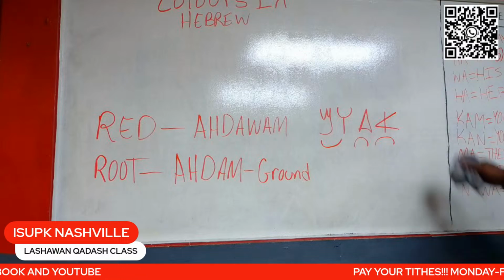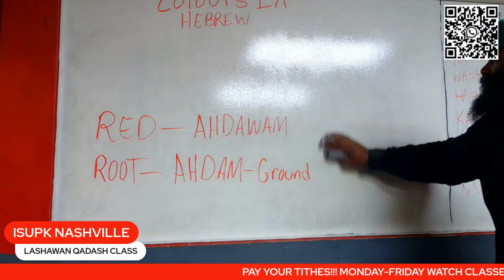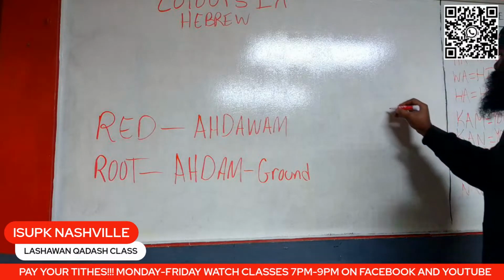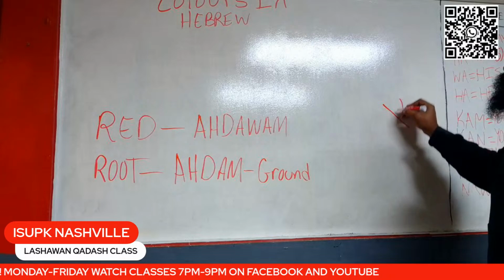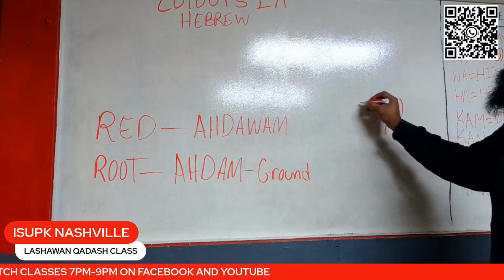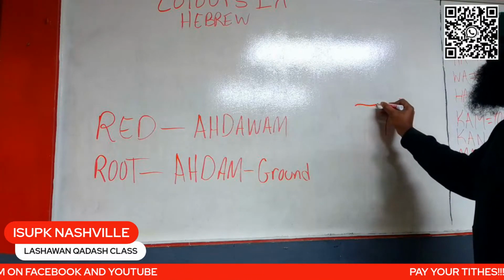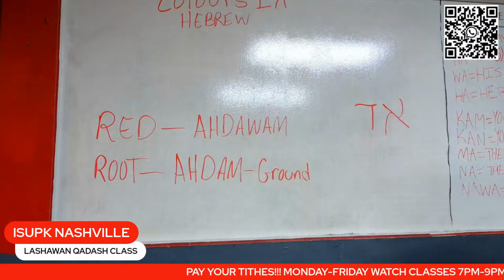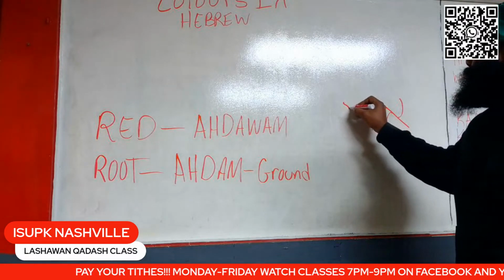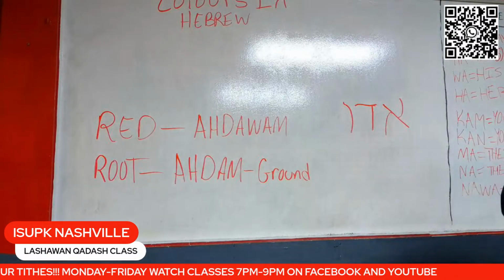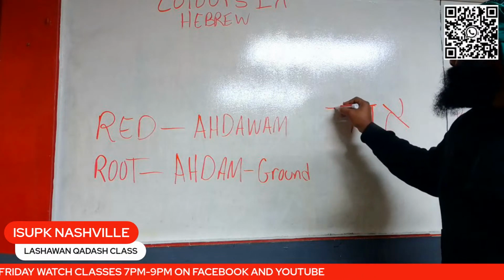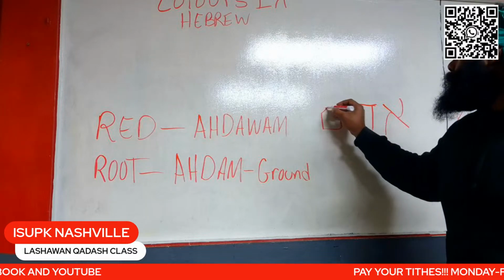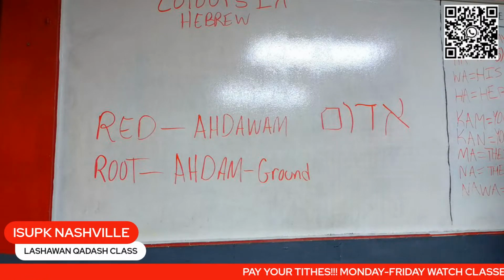So now let's write it in the Assyrian. The Assyrian will look like this. As I, Slaki. This is Da. Y. And then Ma. Now that's how it looks in the Assyrian.